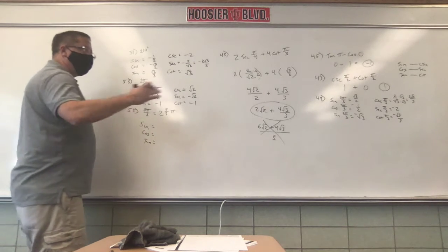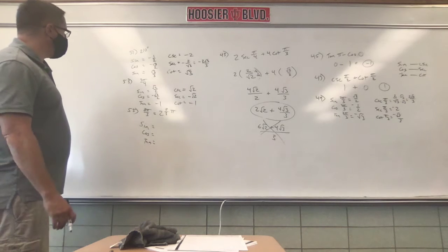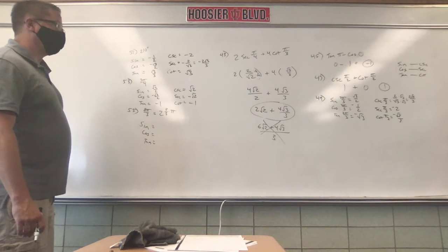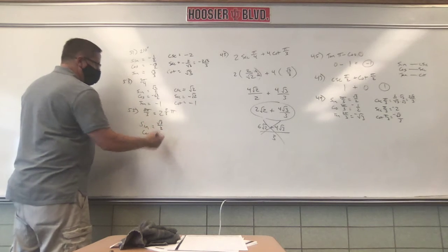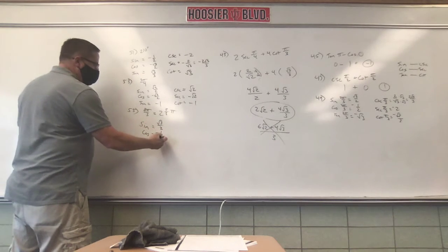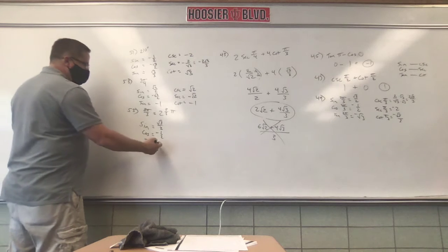And 2/3 pi, it's 120 degrees, so the sine is, what is that, radical 3 over 2? Yeah. Sine is radical 3 over 2. Cosine is negative 1/2. Tangent is negative radical 3.